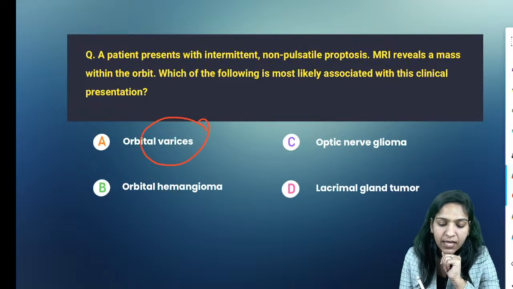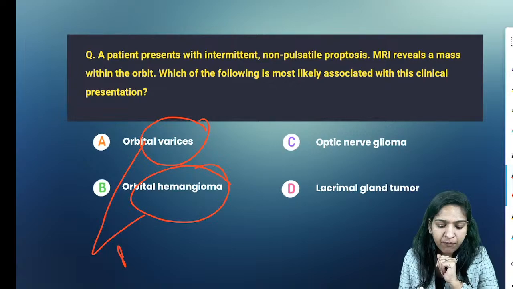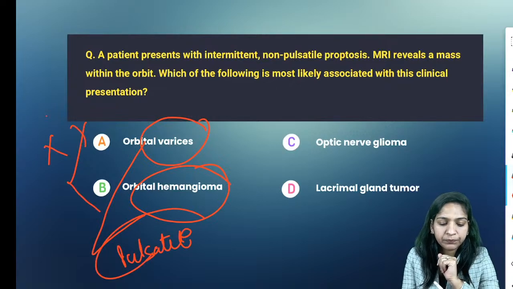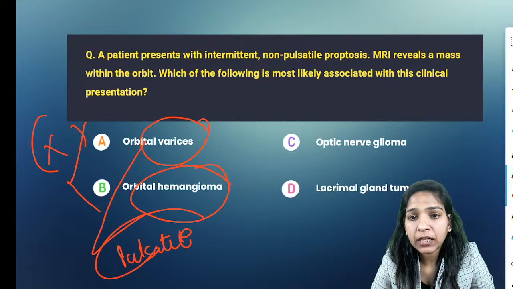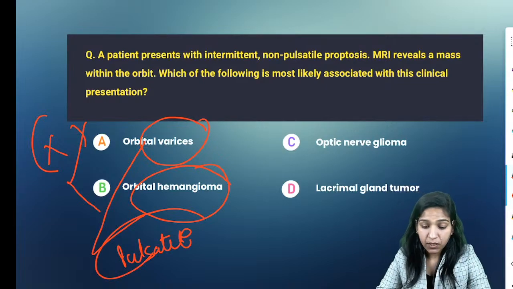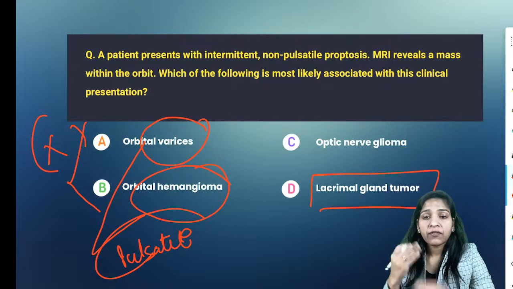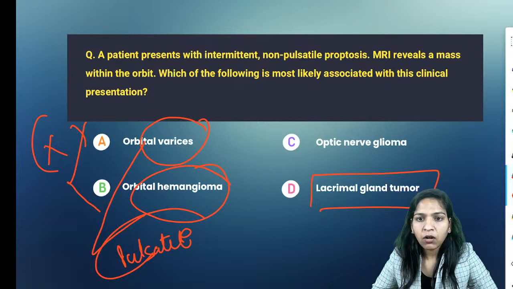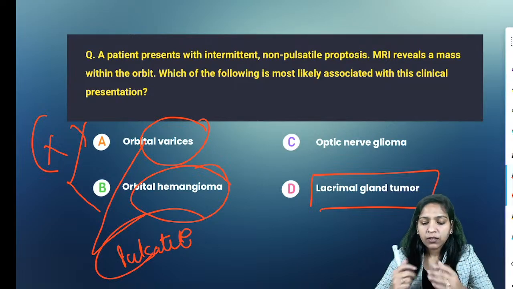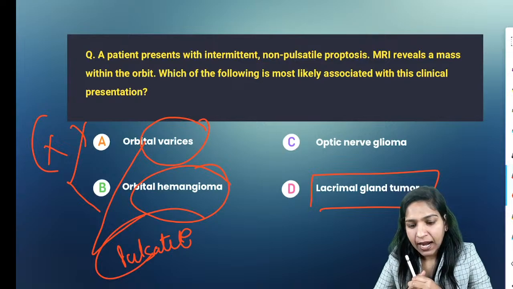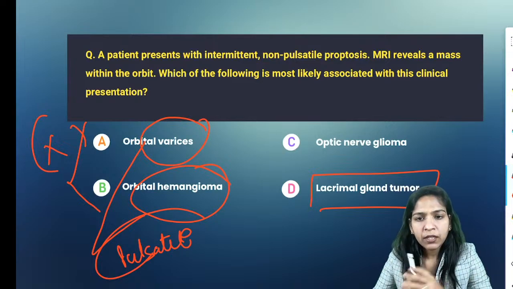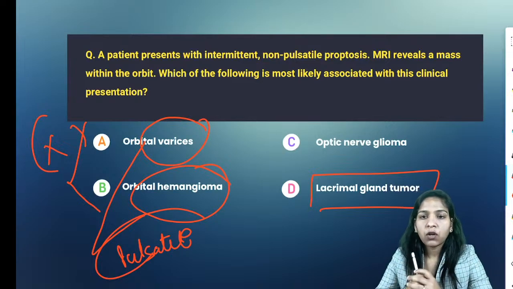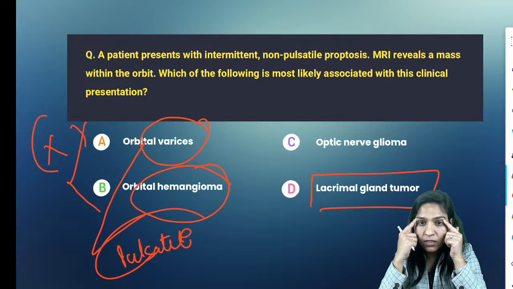So orbital varices and hemangioma, they will have pulsatile proptosis. So these are ruled out. Now we are left with optic nerve glioma and lacrimal gland tumor. So the lacrimal gland, where is the lacrimal gland situated? It is situated in the supratemporal quadrant of the orbit, right? So if there is involvement of the lacrimal gland, the proptosis will not be too much, right? Proptosis will not be too much because the involvement is in the supratemporal quadrant, right?